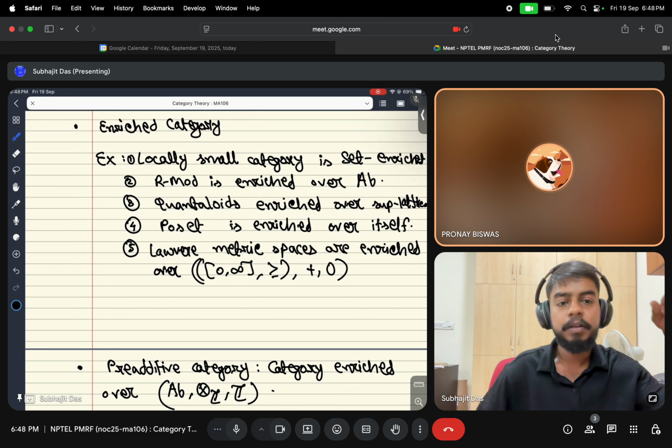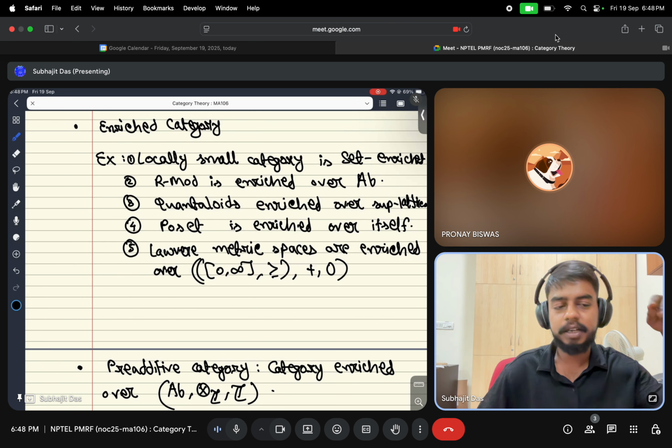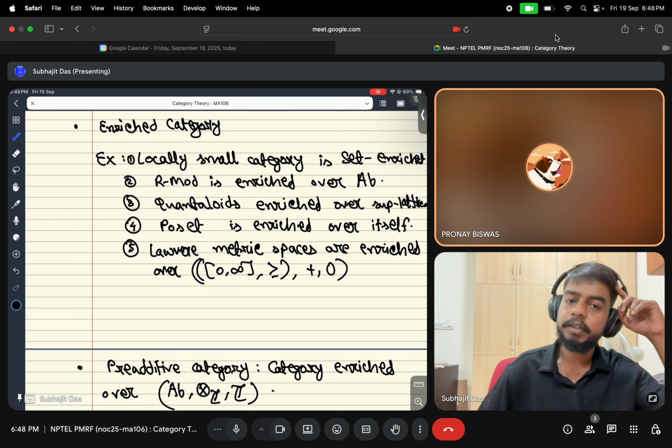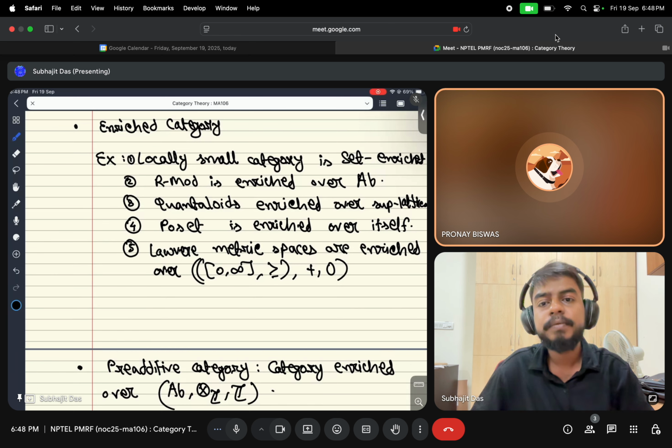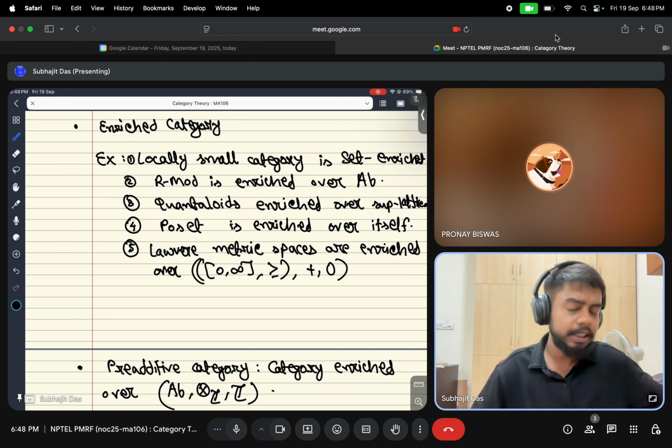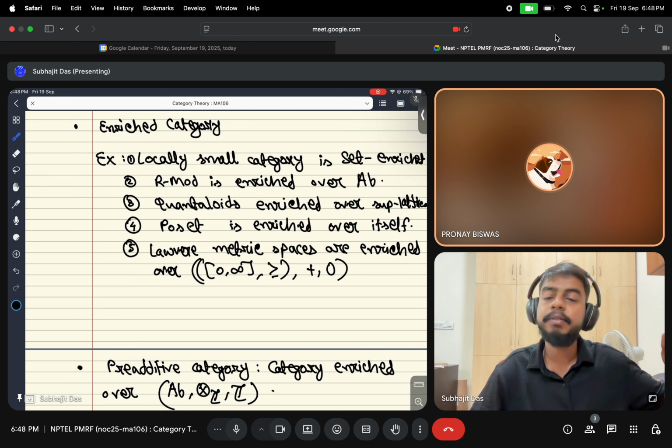Okay. So it distributes over joins, arbitrary joins. So this is what a quantale is. One second. Since it distributes, it also has a right adjoint.